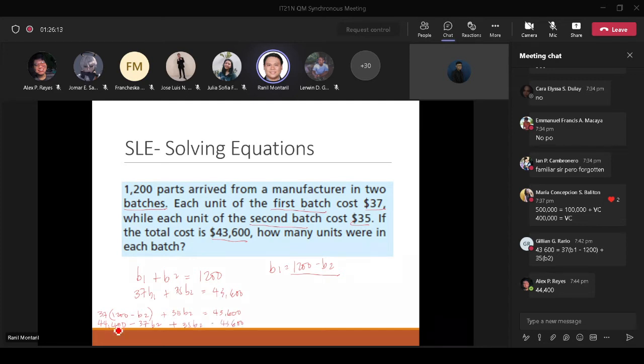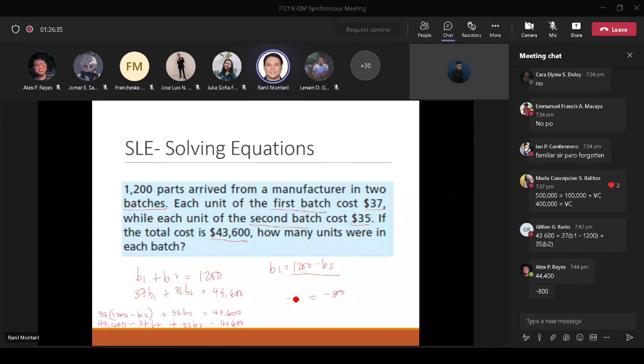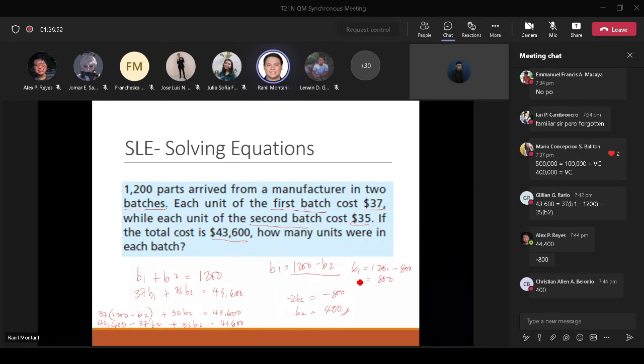So basically, I can move this to the other side. 43,600 minus 44,400 is equal to what? That is negative 800. Very good. This becomes negative 2B2. Therefore, our B2 is equal to 400. If B2 is 400, then B1 is equal to 1,200 minus 400, which is 800. Right?